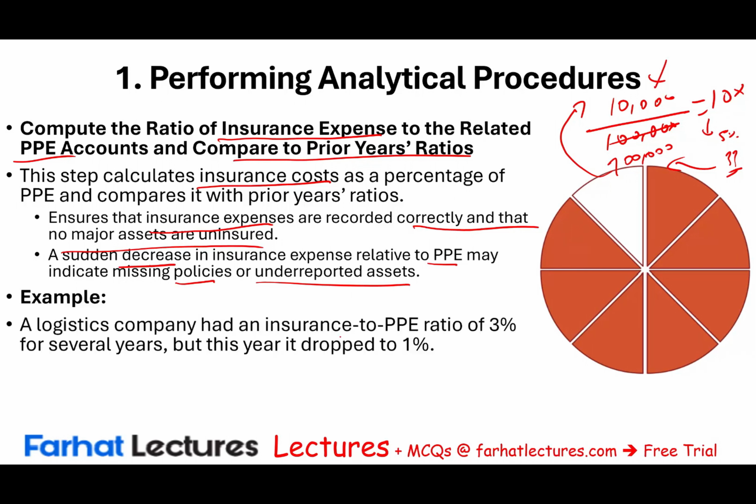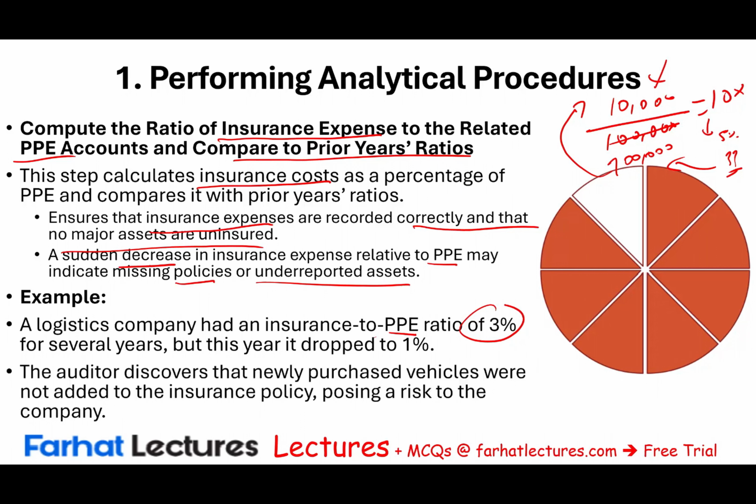So a logistics company has an insurance-to-PP&E ratio of 3% for several years, but this year it dropped to 1%. The auditor discovered that newly purchased vehicles were not added to the insurance policy, posing a risk to the company. Also, you can tell them, look, you bought those. That usually doesn't happen. You have to have insurance, but they did not add them to the insurance account. Obviously, when you purchase a vehicle, you should have insurance, but maybe they misclassified the expense as some other expense. It's not insurance expense. Or it could be they did not buy insurance.